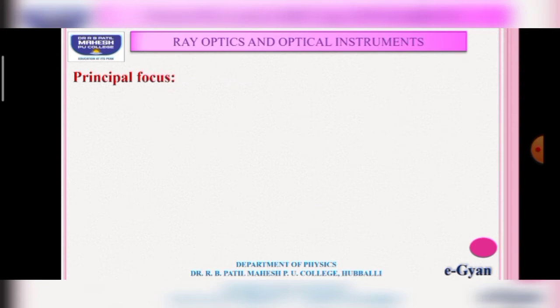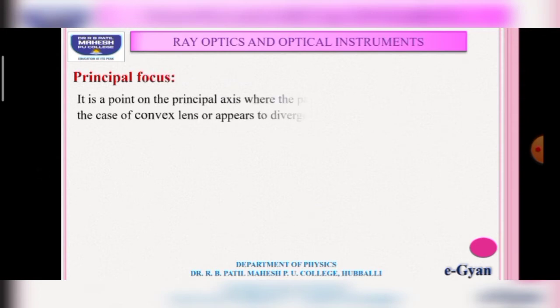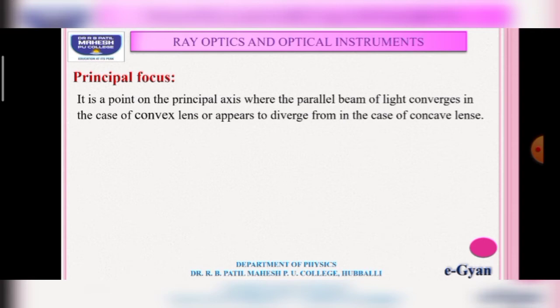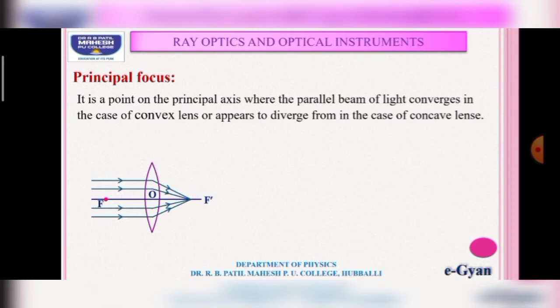Third term, principal focus. It is the point on the principal axis where parallel beams of light converge in case of a convex lens and appear to diverge from in case of a concave lens. This is a convex lens, this line is the principal axis and this is the focus point. A beam of light travels parallel and is incident on the convex lens, and after refraction they meet at a point on the principal axis, and that point is called the principal focus.